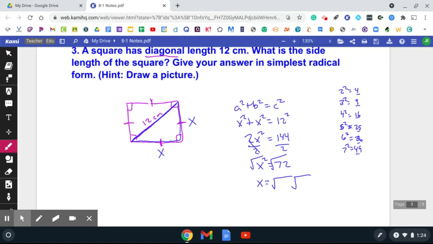So as you're trying to figure this out, you take 72 and maybe try dividing by 16 to see if 16 will go into it. If you spend some time with this, you'll find that the biggest perfect square that goes in there is going to be 36. So I'm going to change this into 36 and 2. And the square root of 36 is 6. And then we've got root 2. And that is going to be our side length that was missing.